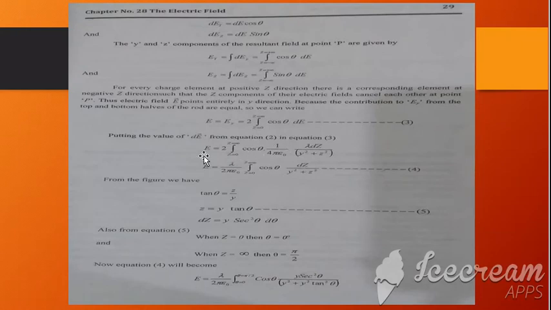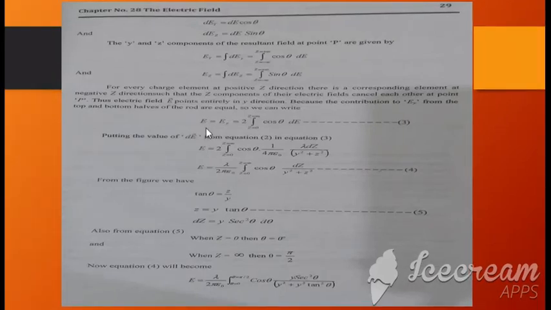and then we will have E is equal to 2 into, by putting these values from equation 2 in equation 3, then E is equal to 2 integral z is equal to 0 to limits z is equal to positive infinity cos theta into 1 over 4 pi epsilon naught lambda dz divided by y square plus z square. This is according to Pythagoras theorem. E is equal to lambda over 2 pi epsilon naught integral limits z is equal to 0 to z is equal to infinity cos theta dz divided by y square plus z square.